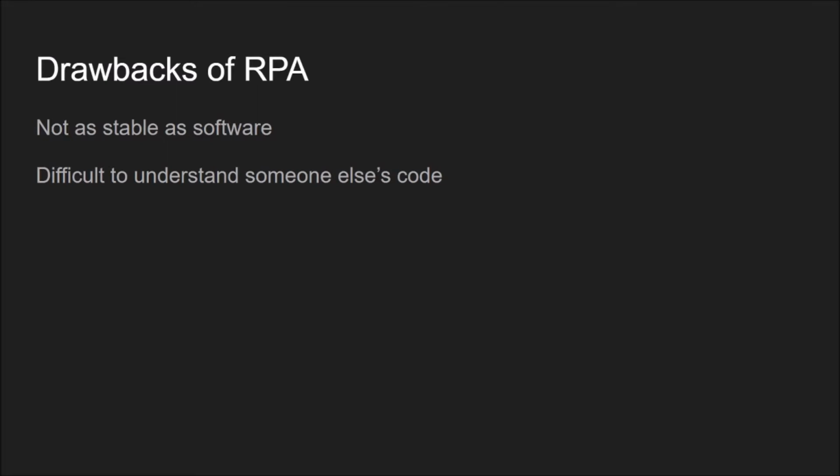It can also be a little difficult to understand someone's code because you might be looking at things like activate this window, then click on this button, then execute these keystrokes. So it might not always be clear what's going on whenever you look into someone else's code, especially if you don't understand the process.